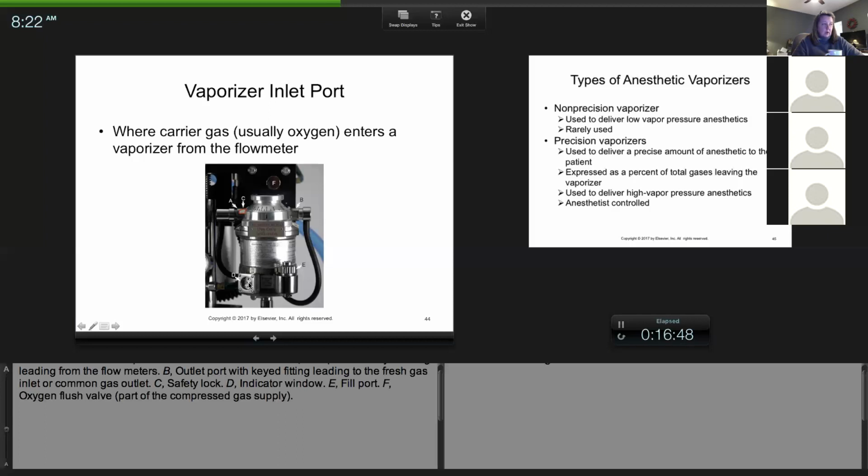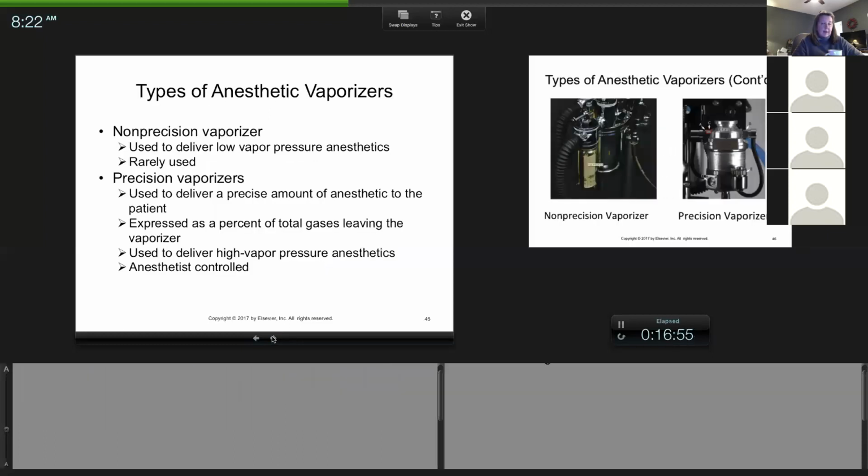And then you've got your fill window here. You have your port where you fill the liquid anesthetic. And that vaporizer in that picture is the precision vaporizer. So it's temperature controlled. You can control the percent, a precise amount, because, does anyone remember what type of anesthetics, low pressure or high pressure, high vapor pressure anesthetics, which one uses which? I'm making you dig in your brain a little bit.